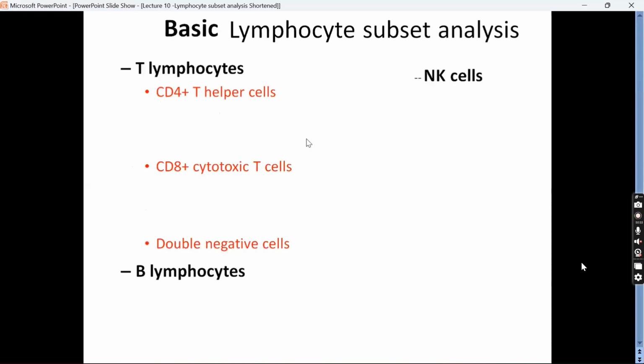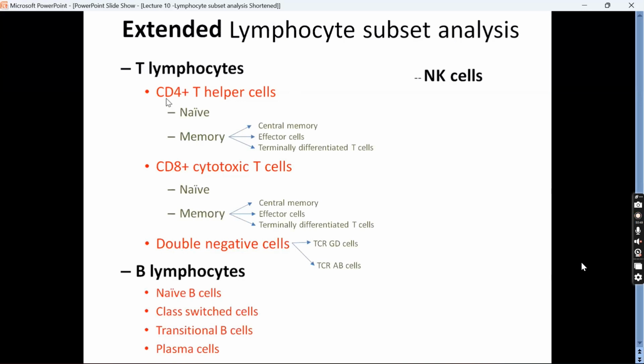Now what is extended lymphocyte subset analysis? I told you this is basic lymphocyte subset analysis, where you have T, B and NK cells, and among T cells you can know the CD4 positive T helper cells, CD8 positive cytotoxic T cells, and those negative for both, the double negative cells. Extended is this: the helper cells are divided into naive and memory. Memory can be further divided into central memory, effector memory, and terminally differentiated. Similarly, CD8 positive cells can be differentiated into naive and memory cells.